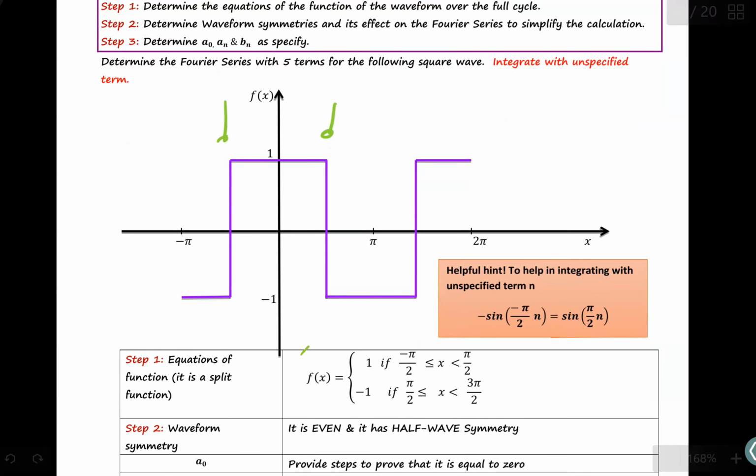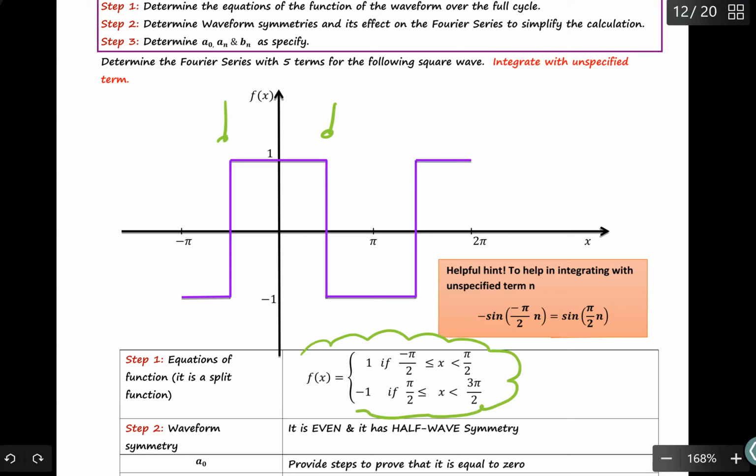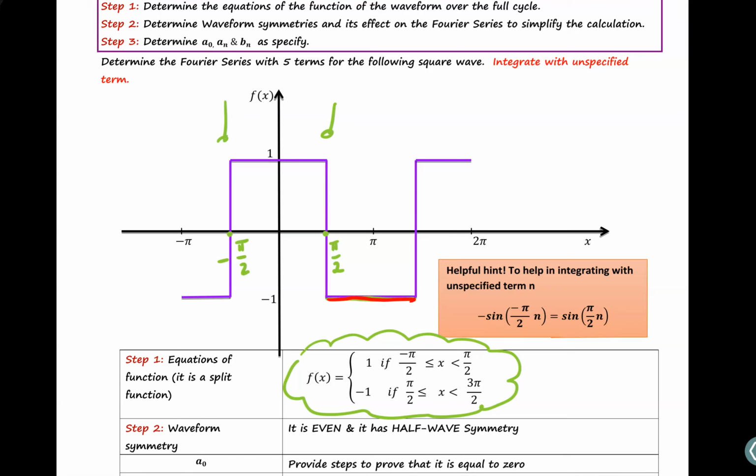It is given as f(x) equal to 1 if x is greater than negative pi over 2, so right here is negative pi over 2, and less than pi over 2. And then f(x) will be equal to negative 1, this part right here, if x is greater than or equal to pi over 2 and less than 3 pi over 2. So this part is 3 pi over 2.